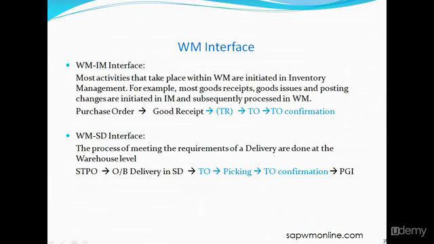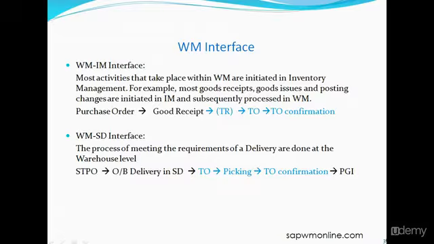So for the WM IM interface, most activities that take place within WM are initiated in inventory management. For example, most goods receipts, goods issue, and posting changes are initiated in IM and subsequently processed in WM. So if you have a purchase order, the second step would be a goods receipt, which will trigger a transfer request. This transfer request is processed into a transfer order, and finally we do a transfer order confirmation.